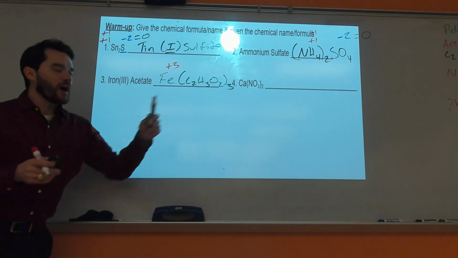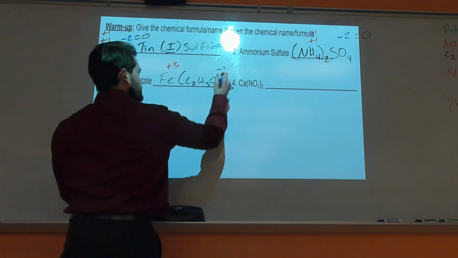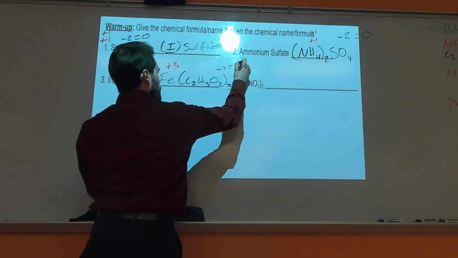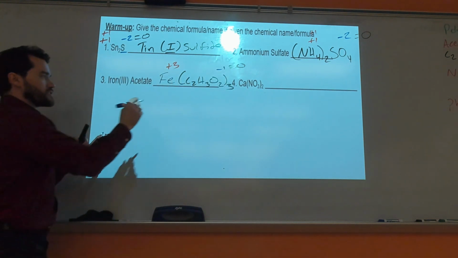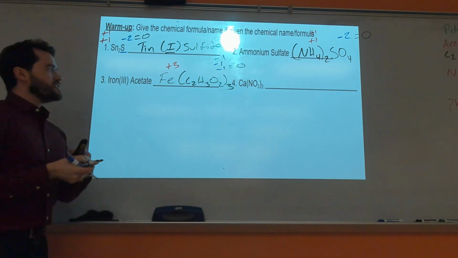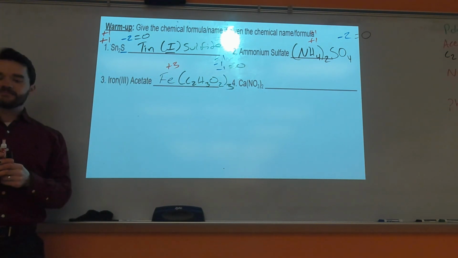All right, now the reason why there are 3 acetates is because, you have to memorize acetate, right? Pain in the neck, it's really long. It's a -1 charge. Charges have to add up to 0, right? +3 and -1 does not equal 0. So you need 3 -1s for us to cancel out that +3. So that's why there are 3 acetates.